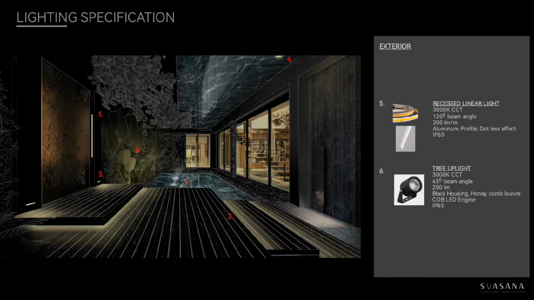And number five is a recessed linear lighting, which is integrated with the wall, so it's a bit of a deep recess like this. It's a bit deep, so the light source is not visible, but we can see the effect on the door. And then number six is lighting for the planters, just small light.